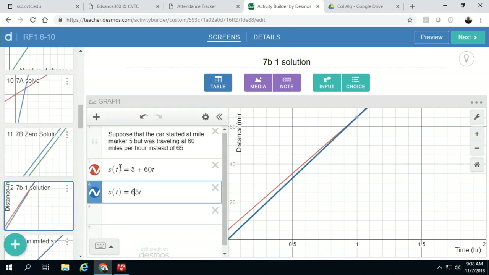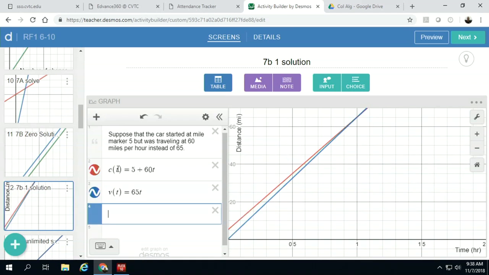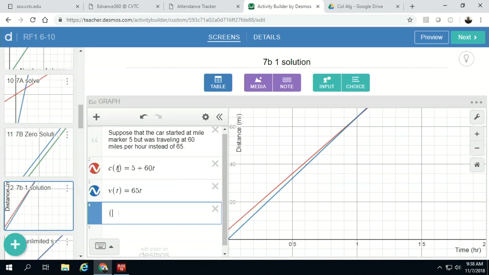Oh my goodness. You know what I should do? I should do C of T and V of T. There we go. Wait, are they like the same thing or something? Instead of S of T, I made them C of T for the car and V of T for the van. Oh, I can't see it.